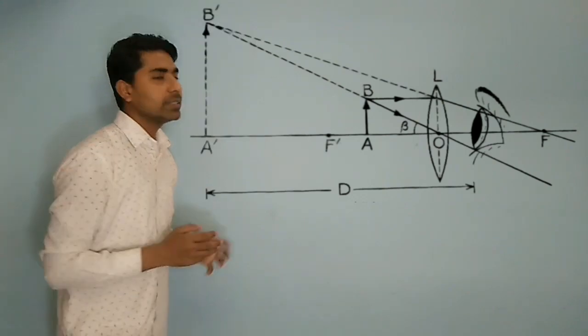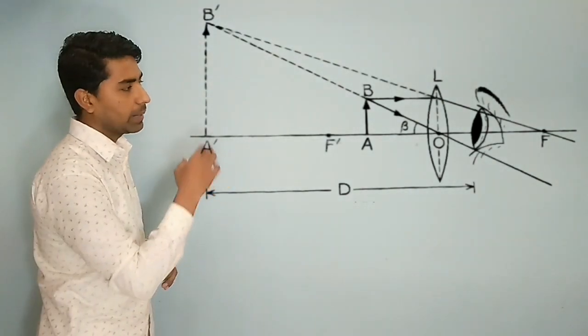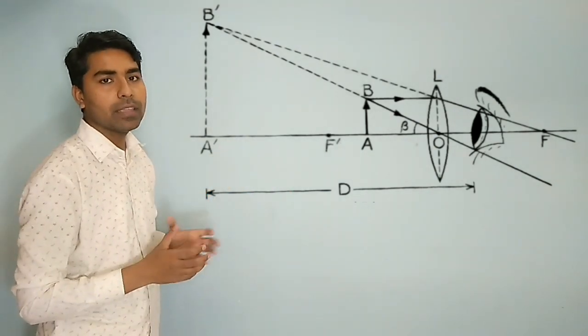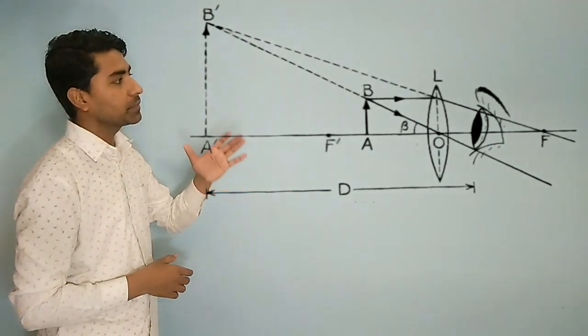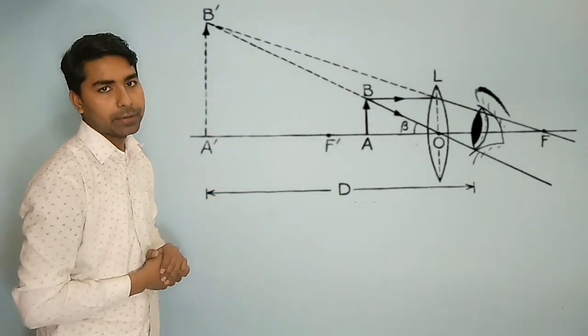But first of all, what is a simple microscope? This is nothing but the sixth case of image formation using a convex lens. See here. In this case, the object is in between the optical center and the focus of the lens. So the image is formed erect, virtual and a little bit magnified.